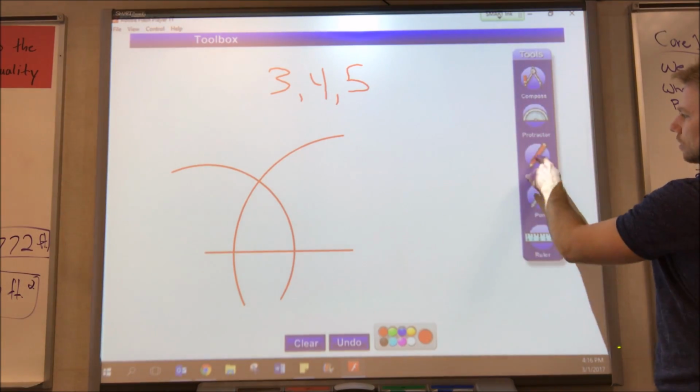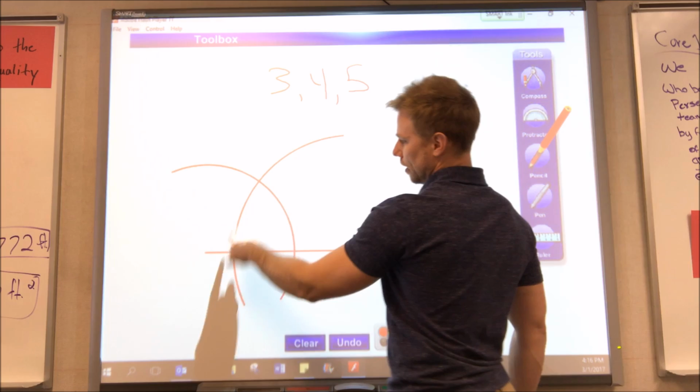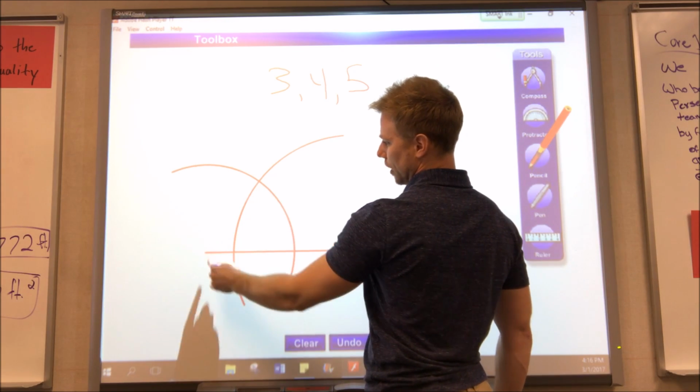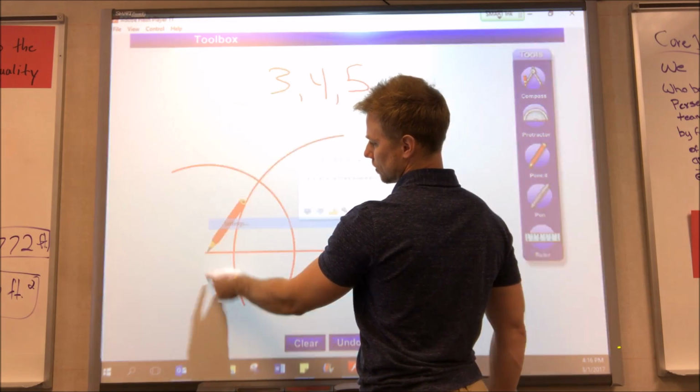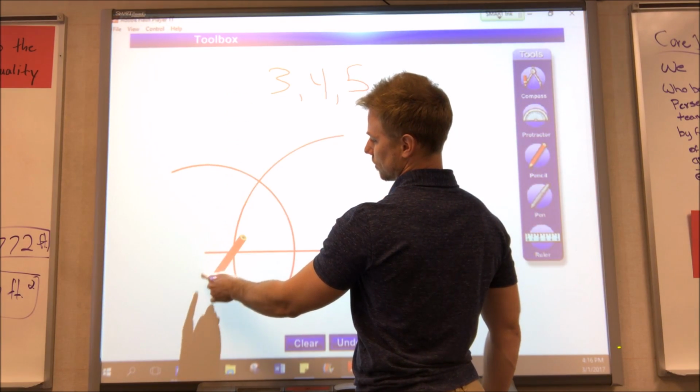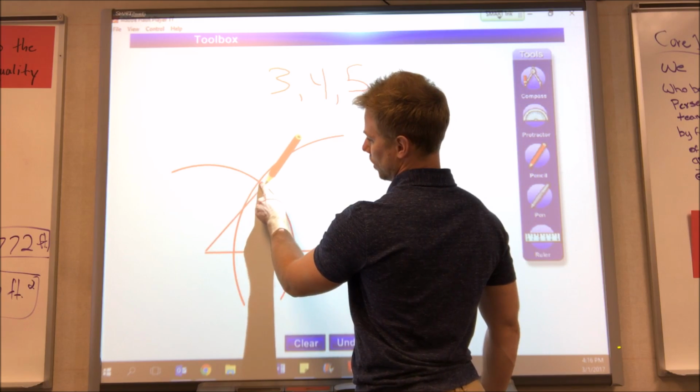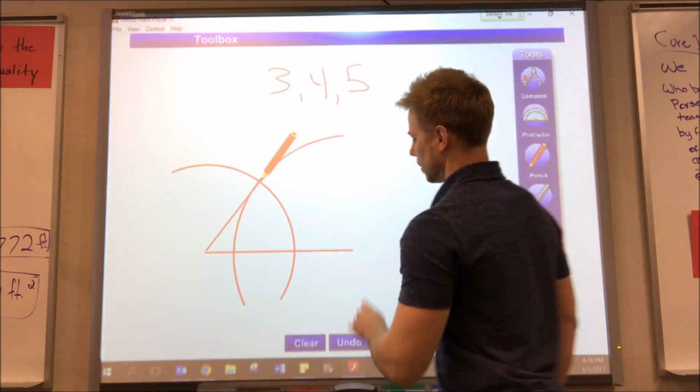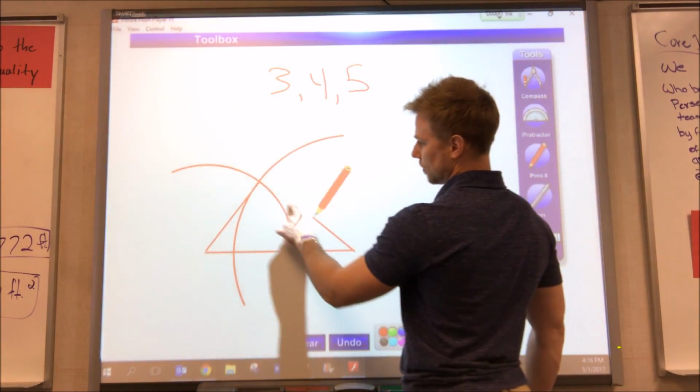Now, where those two marks intersect makes my triangle. So I go to the end of my base, and draw a line to where those two arcs intersect. Same thing over here.